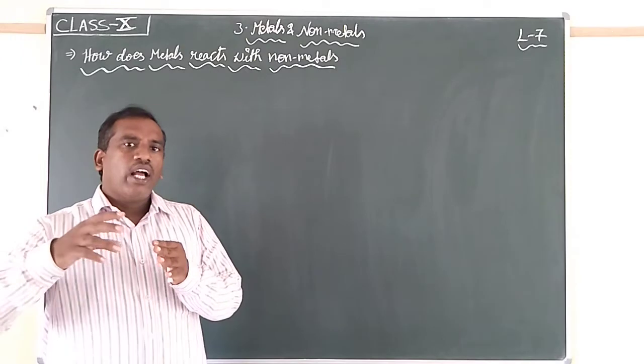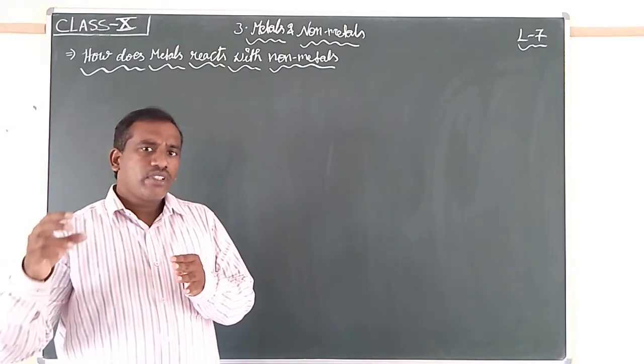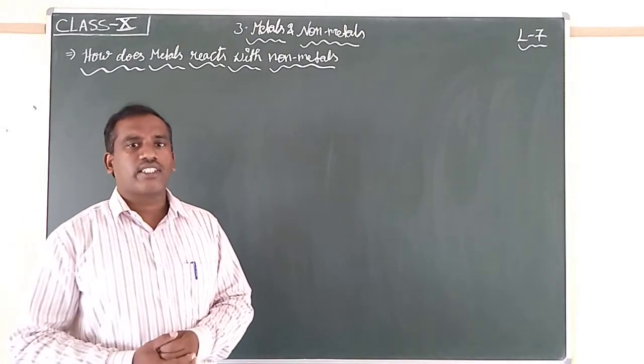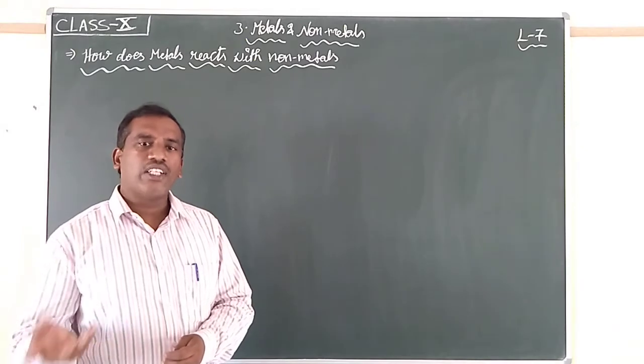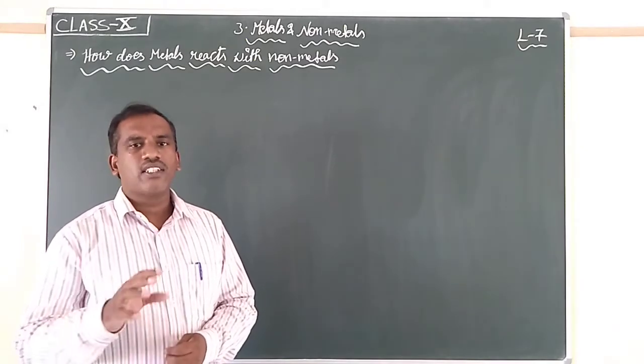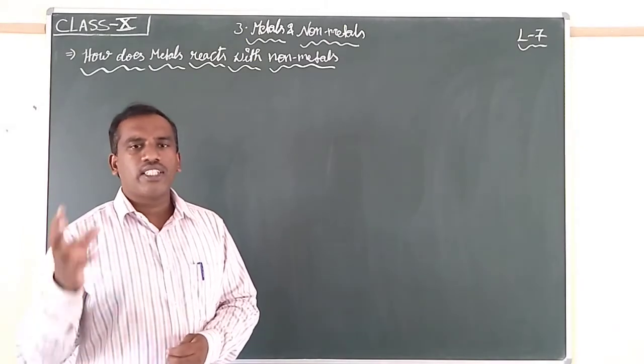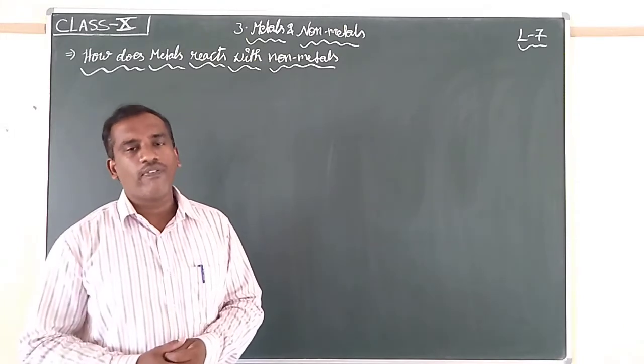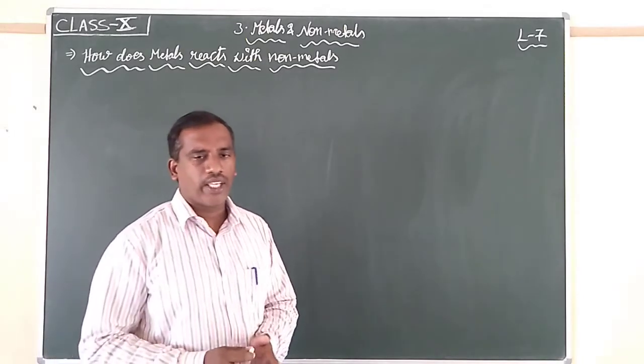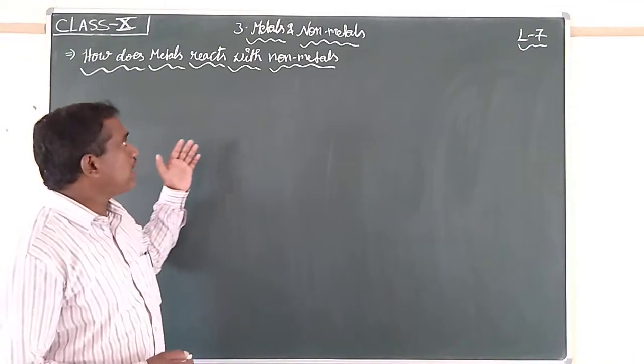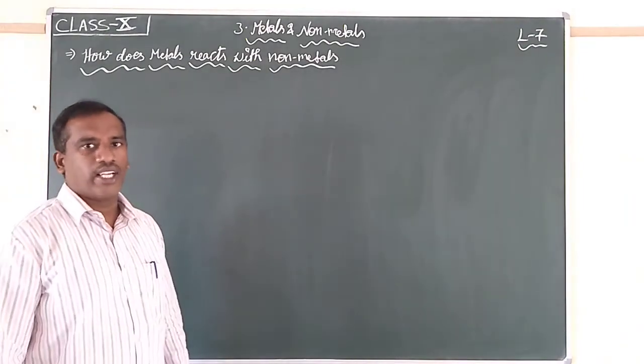about the electron dot structures of the metals as well as the non-metals. Using them, we can see the compounds that are going to be formed. So let us start the topic here. How does a metal react with a non-metal?